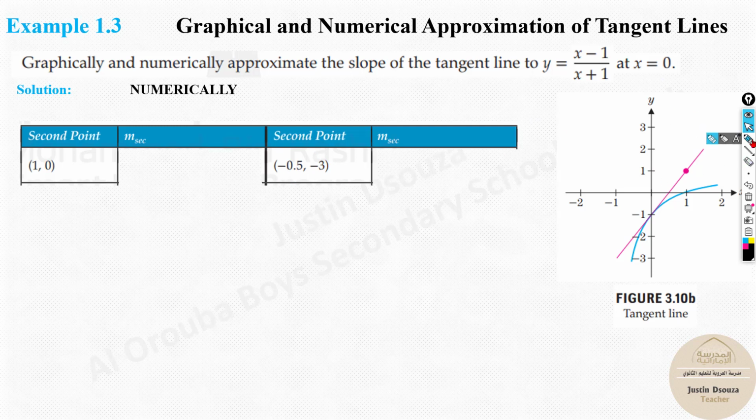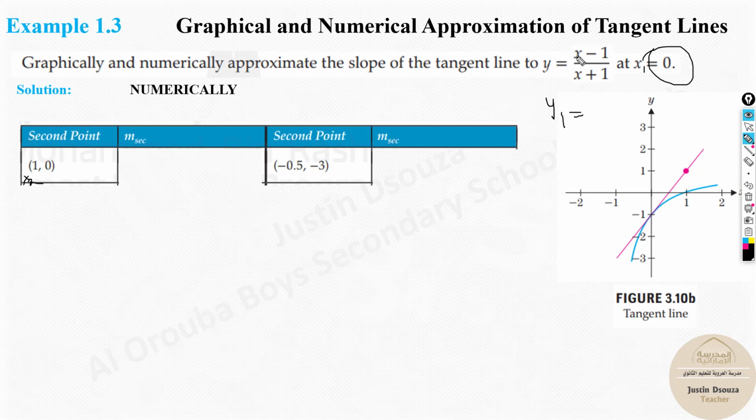Wait, let me just write. We know x1 is 1, x2 is this value, and y is over here. Just substitute the values of 0 and you'll get the answers. So when x1, what is y1? It is 1 minus 1 divided by 1 plus 1. 1 minus 1 is 0, so it will be again 0. Okay, so that is the... I have made a mistake over here. X value is 0, so this is wrong.